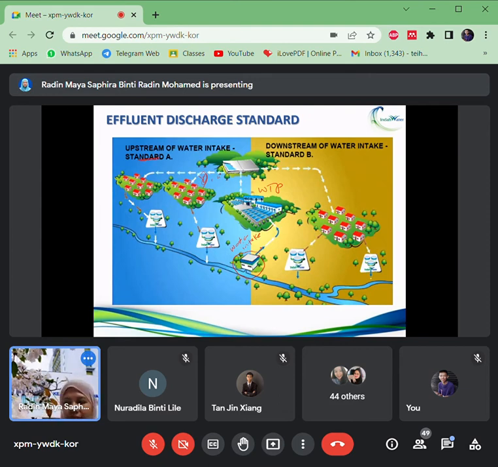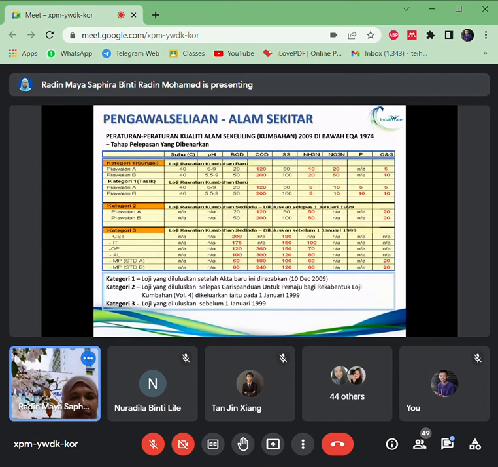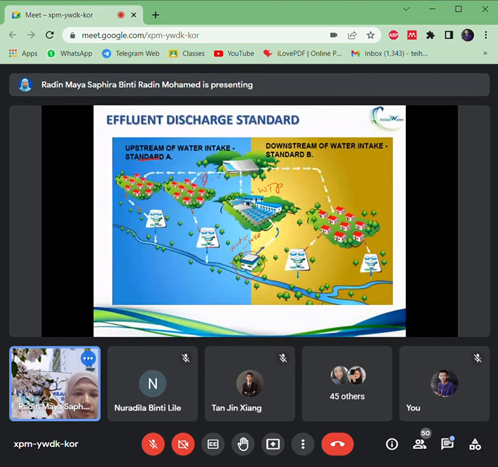Standard A tu apa? Ni. Dekat atas intake tadi. Standard A. So dekat sini P1A, contoh kalau BOD 20, dia lebih stringent sebab dia atas intake. Kan? Bila dia keluar kat sini, when they discharge the effluent ni, treated yang keluar dah treated. IWK dah treat the wastewater that comes from this area.